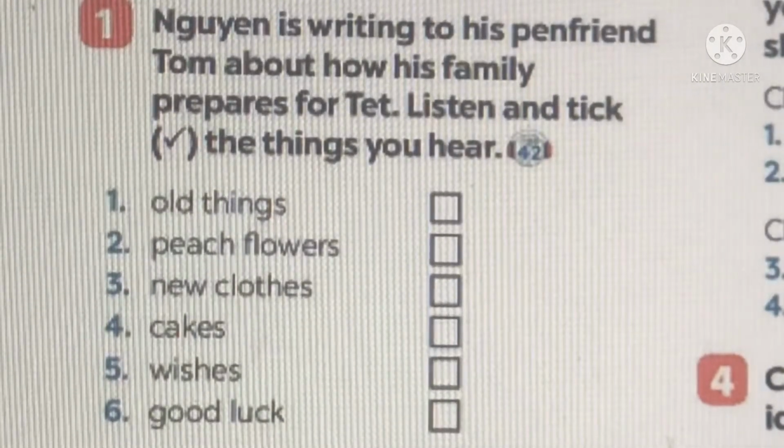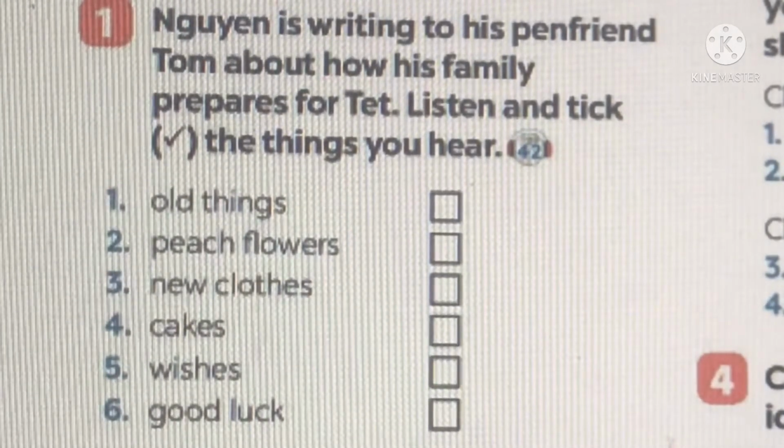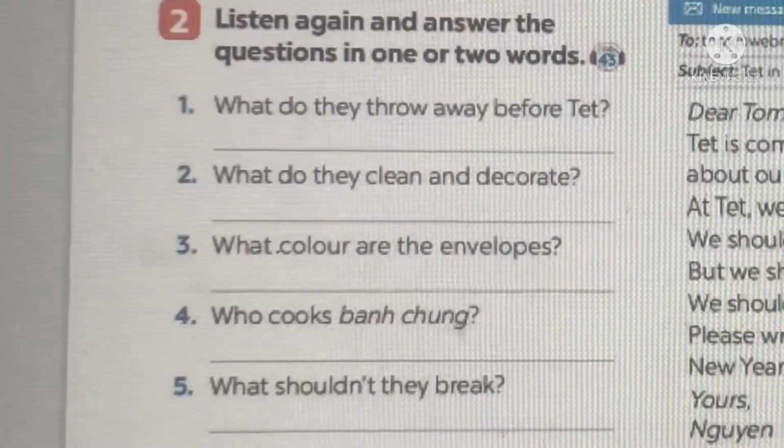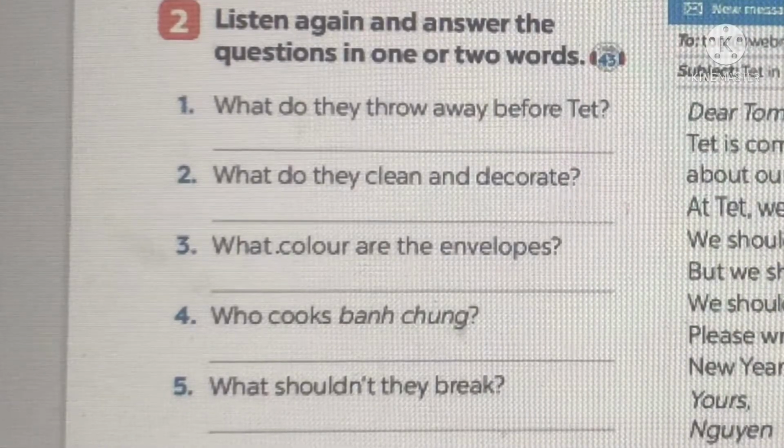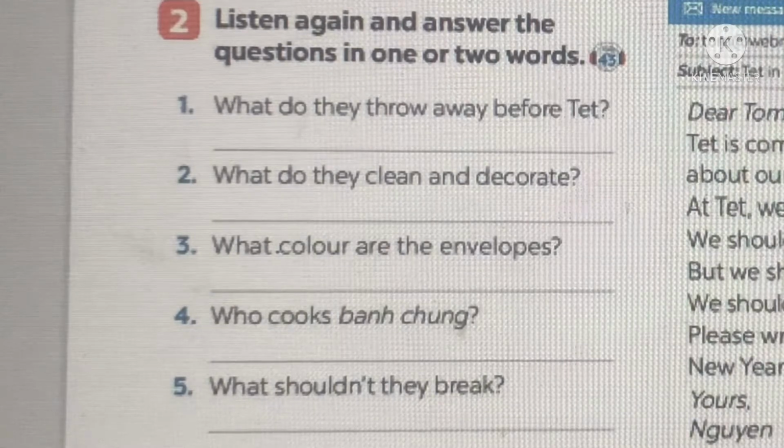And the answer is old things, peach flowers, new clothes, and wishes. Activity 2. Listen again and answer the questions in 1 or 2 words.